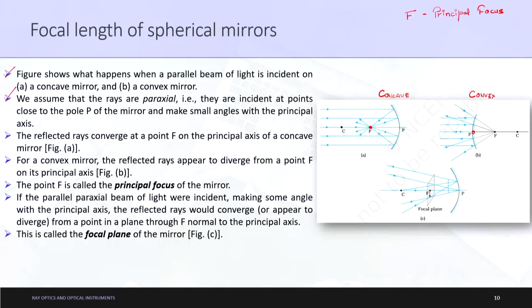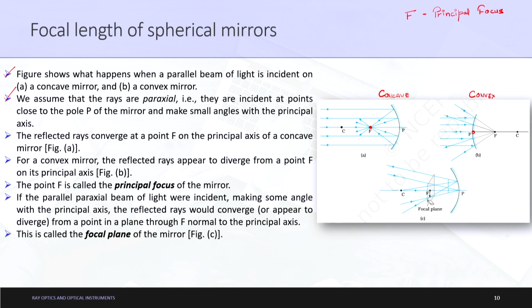So, if a parallel paraxial beam of light were incident making some angle with the principal axis, the reflected rays would converge. Quite evident, as you can see, that they would definitely converge, but from a point in a plane through F normal to the principal axis. So, if you make a normal to this portion here, then you can find that the new point F dash is lying on that focal plane only. So, this is called the focal plane of the mirror.